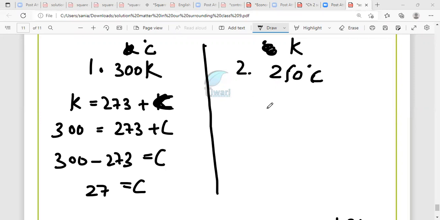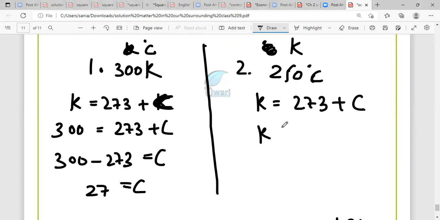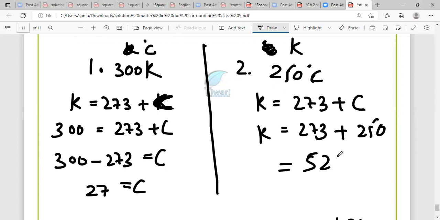About this other one, it was also very easy. Similarly, the formula is the same. C is given, so it's so simple: 273 plus 250. You just need to add it, and the answer is 523. I think Justine was right. Yes, 523.